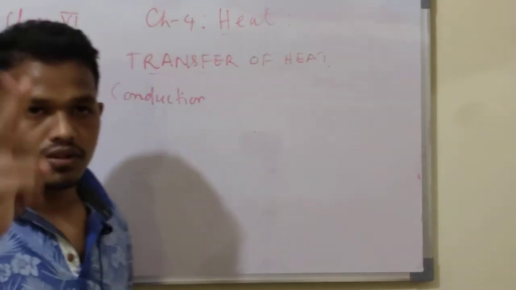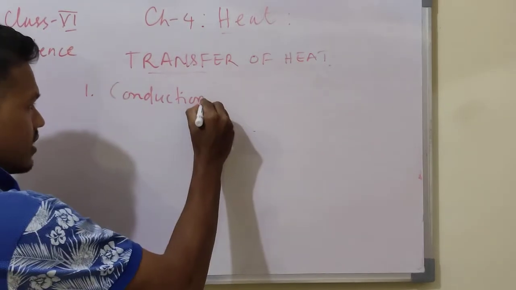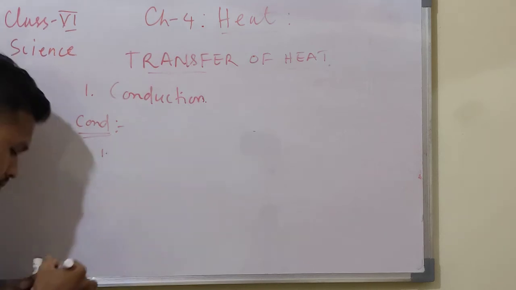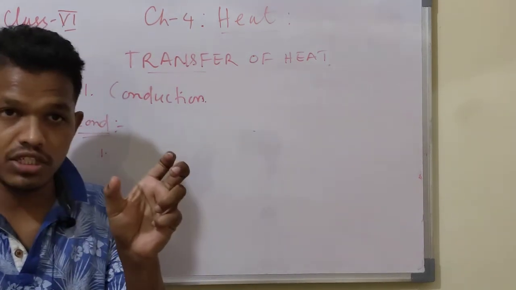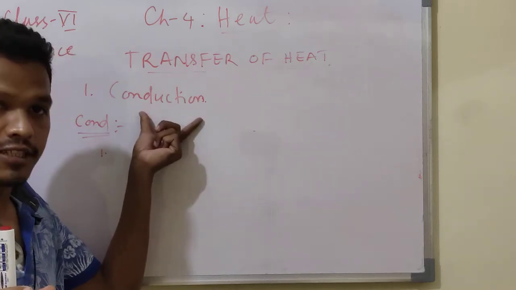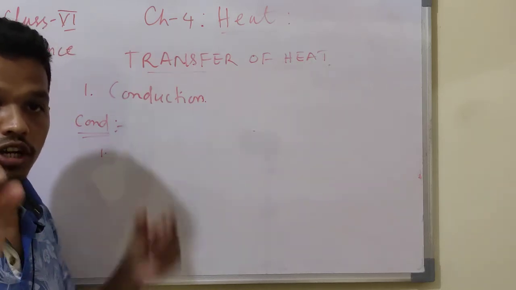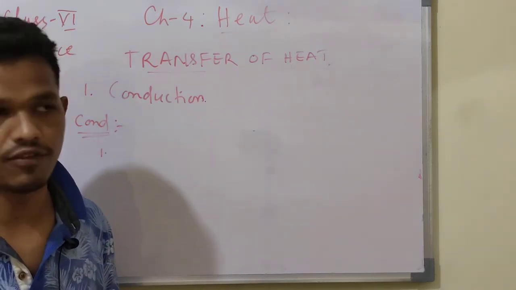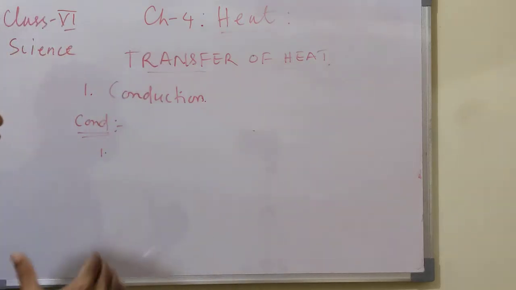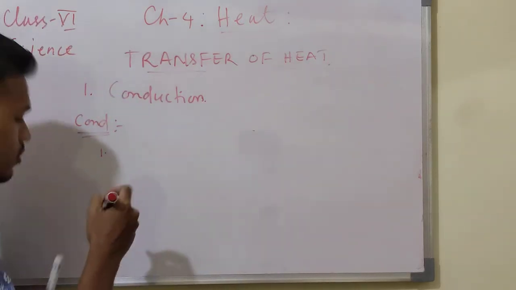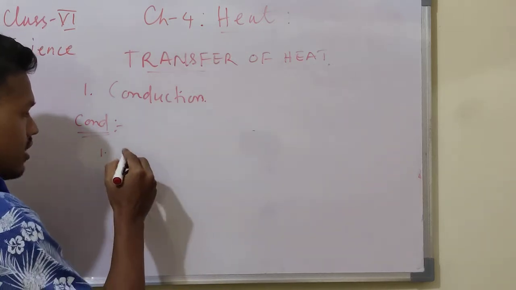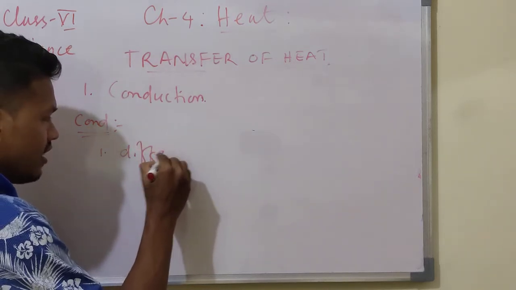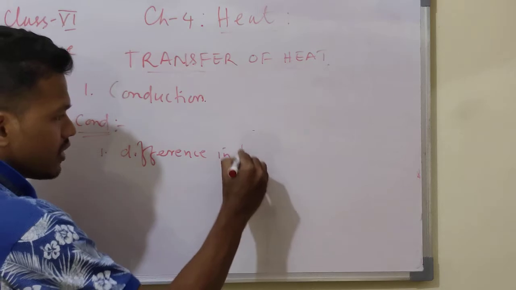There are two conditions for conduction. Conduction will take place only under two conditions. First condition: conduction of heat occurs only when two objects have different temperatures. So there must be a difference in temperature.